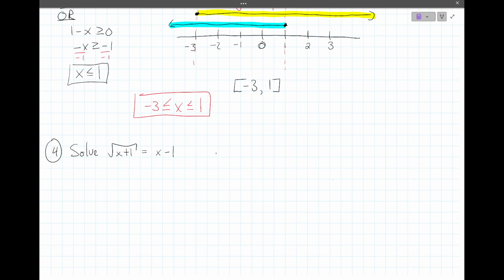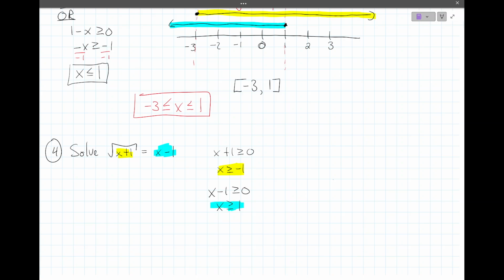minus 1. What we do know is that x plus 1 has to be greater than or equal to 0, so x has to be greater than or equal to negative 1. That's part of it. But from here, I also know I can't get a negative number coming out of my root, right? So I have to go x minus 1 has to be bigger than or equal to 0. So x has to be greater than or equal to 1.